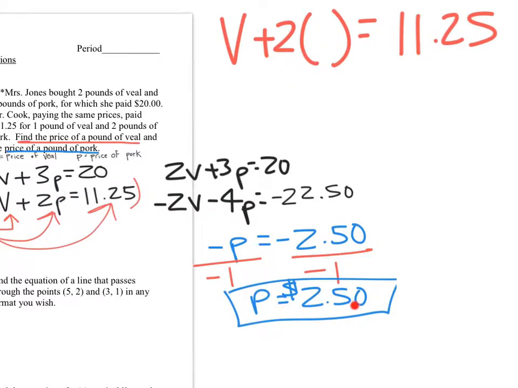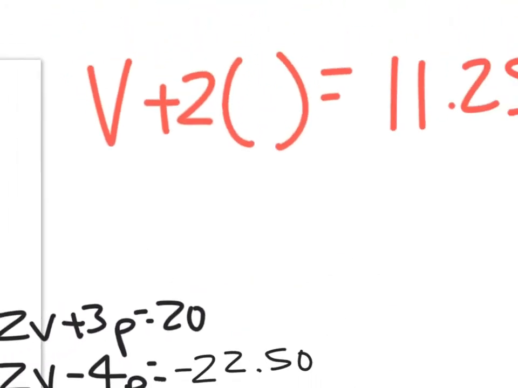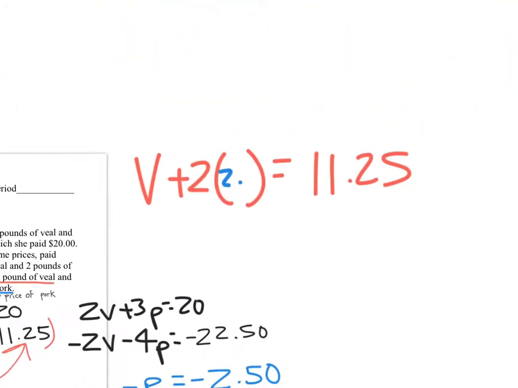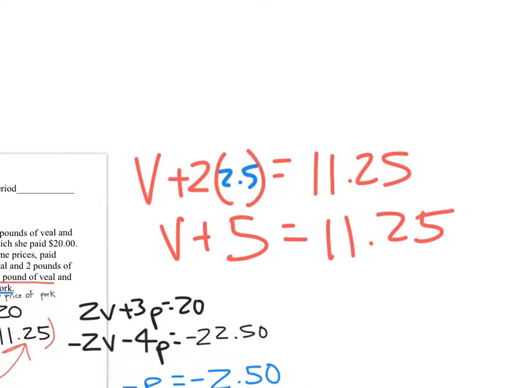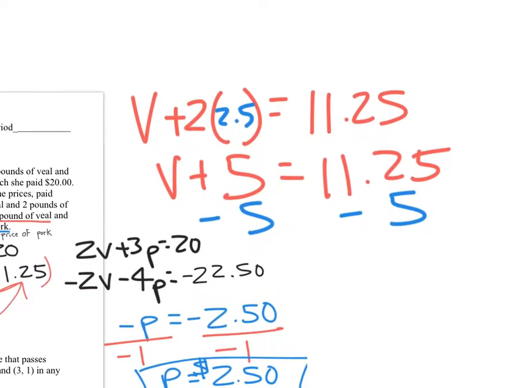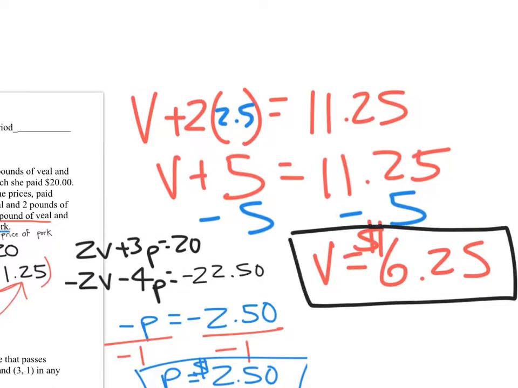So instead of P, we know that P equals 2.50. I'm going to plug in 2.5. Great. So V plus 2 times 2.5 is going to give us 5, equals 11.25. Great, let's subtract 5 from both sides using the inverse operation, meaning that the value per pound of veal is $11.25 minus $5. It's going to be $6.25. So we just figured out the value of the veal per pound.